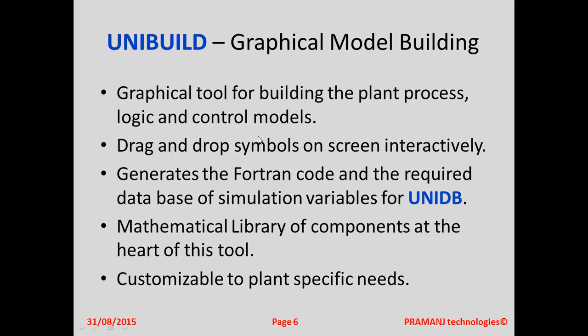Next tool is UniBuild, which is a graphical tool for building the plant process, logic, and control models by dragging and dropping components on the screen from a library of process, logic, and control components and connecting them together interactively. Once the configuration is complete, UniBuild does a syntax check and generates the Fortran code for the model and the required database of simulation constants and variables. This tool is still under development at the moment.